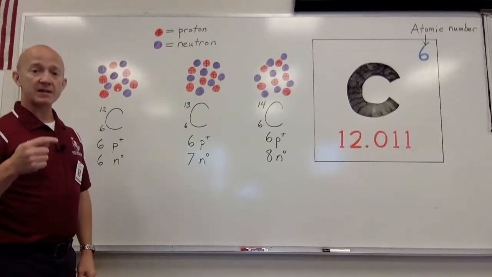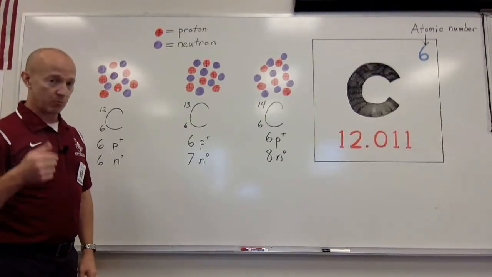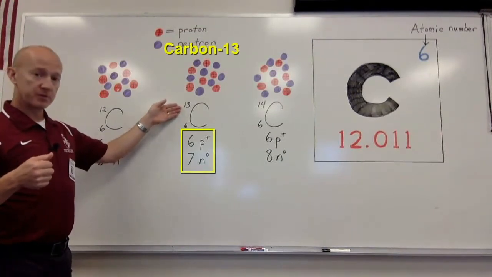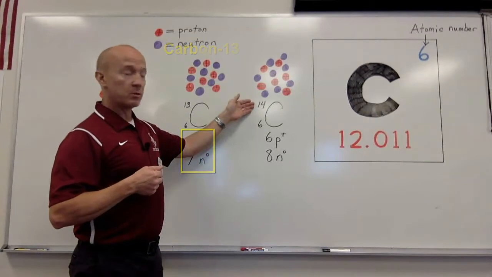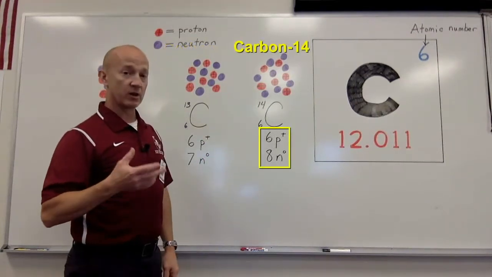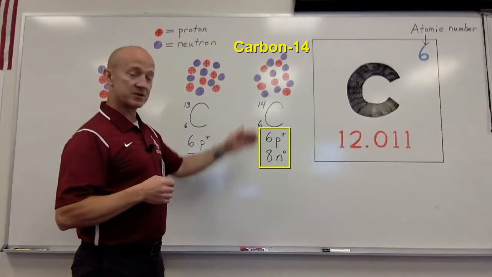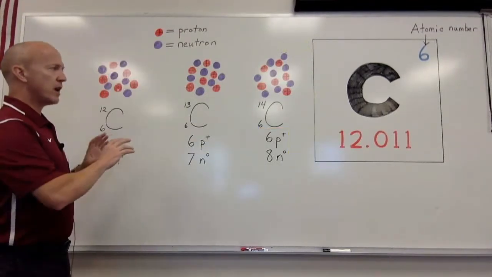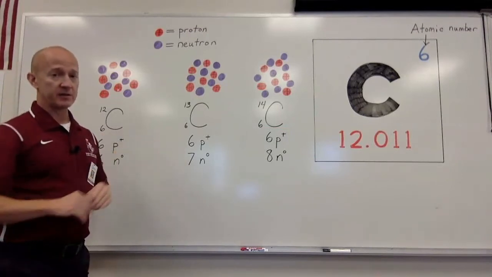So our mass is going to be increased by 1. Therefore, we call this carbon 13. And finally, when we have 6 protons and 8 neutrons, that gives us a total of 14, so we call this carbon 14. It's important to note that we don't have equal amounts of these found in nature.